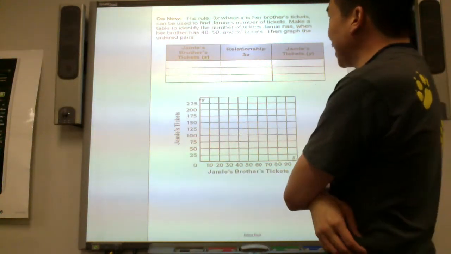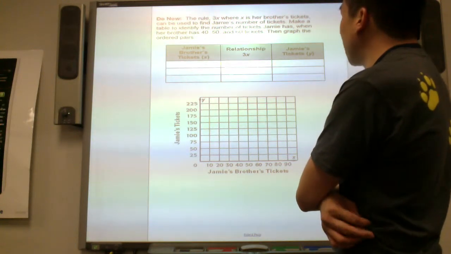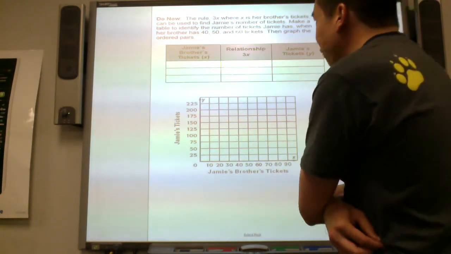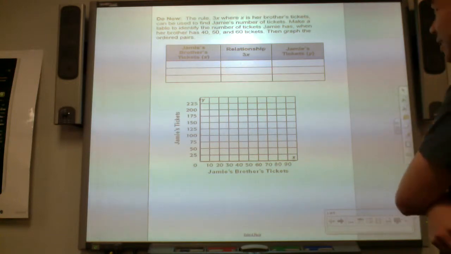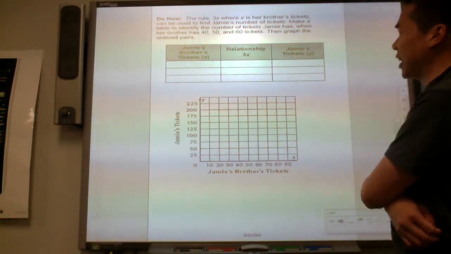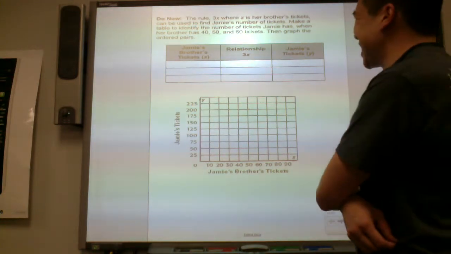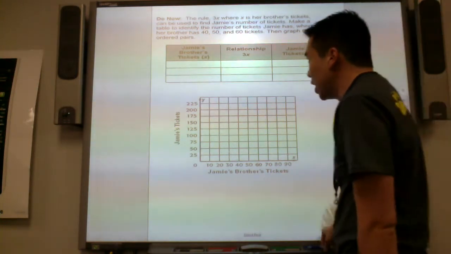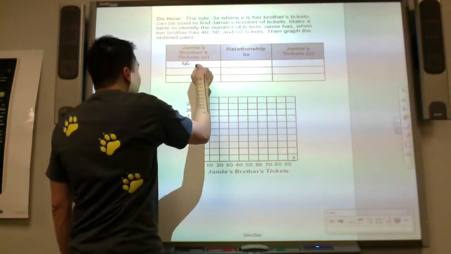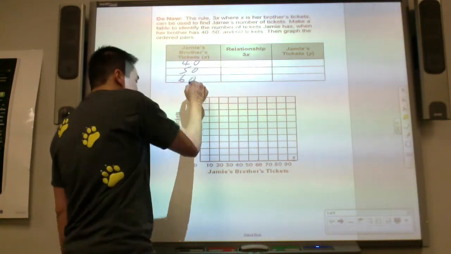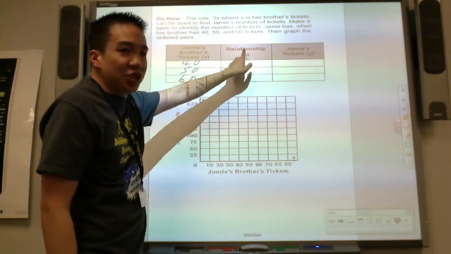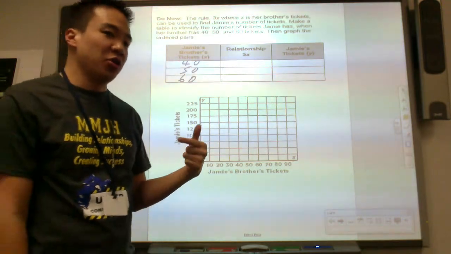The rule 3x, where x is her brother's tickets, can be used to find Jamie's number of tickets. Make a table to identify the number of tickets Jamie has when her brother has 40, 50, and 60 tickets. Then graph the ordered pairs. The relationship, this time they gave it to us. They're all so nice to us.